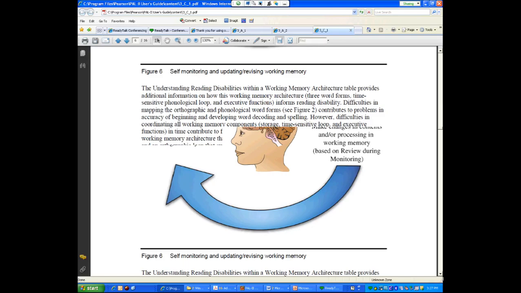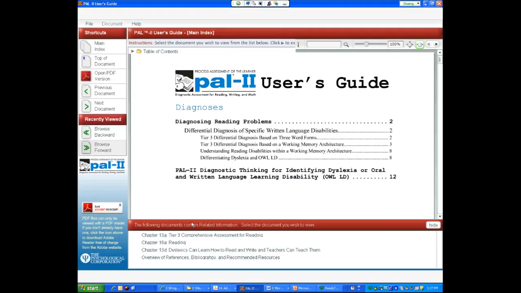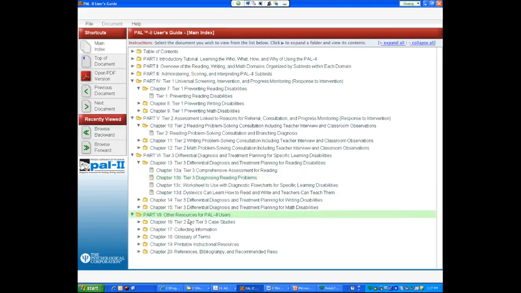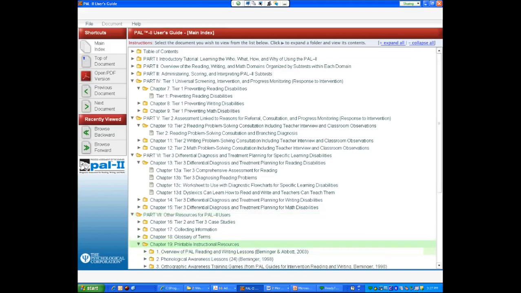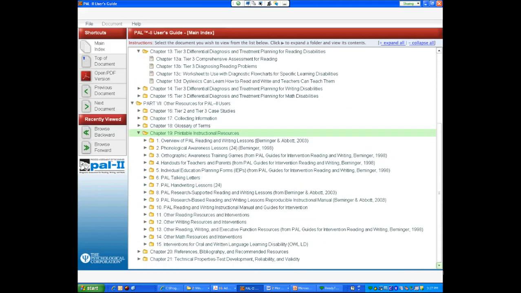And then the last one I want to show you, you can get tons of resources right here under Part 7, other resources for PAL2 users. There are case studies for Tier 2 as well as 3. There are some printable instructional resources. I just want to pull up this one, because most everything that I just showed you comes from one of these documents. Here are the reading and writing lessons. There are lessons for phonological awareness, orthographic awareness. There are handouts for teachers and parents. There's the PAL Guide for Intervention.